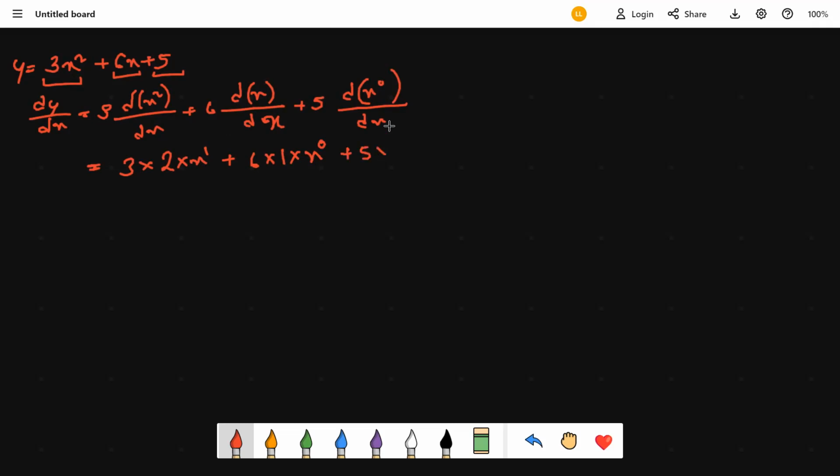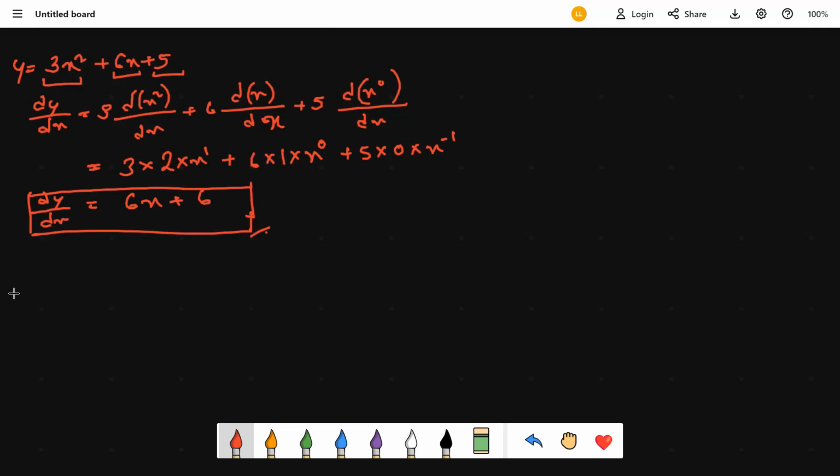Finally 5 times differentiating x to the power 0 gives that power comes in front, which is 0 times x to the power 0 minus 1, which is minus 1. That means we're getting a value of 6x plus 6, and that last term is 0 actually. So it is also okay if we don't write the 0 here, that's also correct. So this is our answer to the first question.